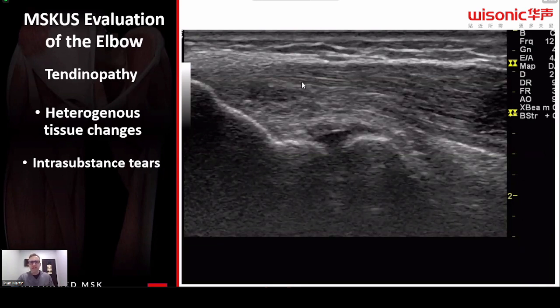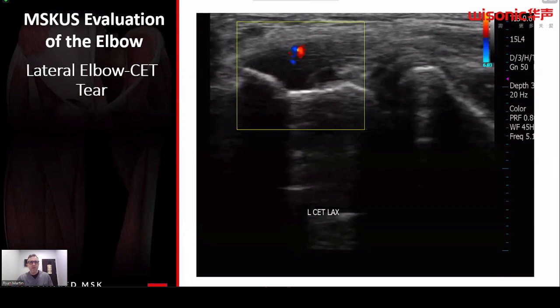So this is, again, that tendinopathy. This is the cortical space here, the decrease in heterogeneity. This is the fibrous pattern. It's thickened, it looks irregular, and there are those small hypoechoic clefts in there. This is a tear of the common extensor right here.